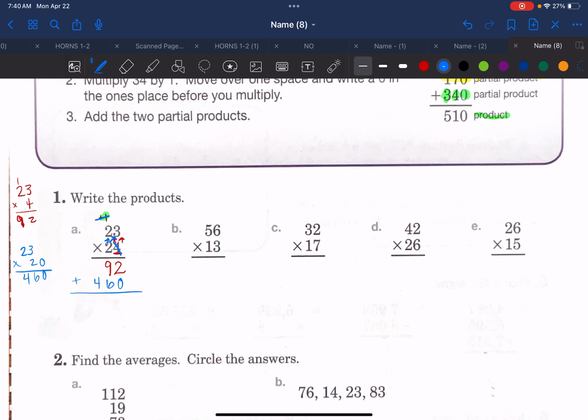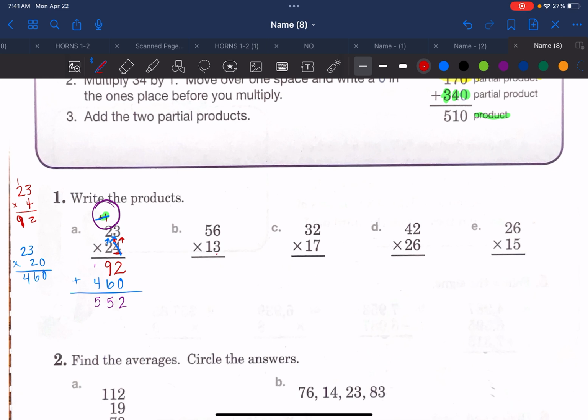Now I add them together. 2 plus 0 is 2. 9 plus 6 is 15. Carry my 1. 4 plus 1 is 5. 552 is your total answer. So the biggest thing that we're learning today is that you add whatever you carry over. So let's try one more.